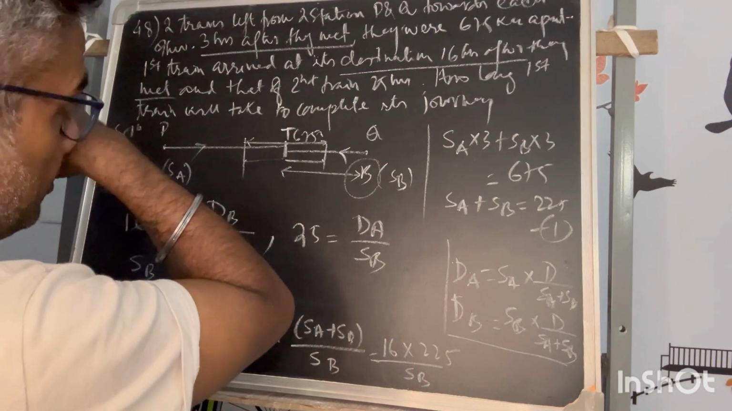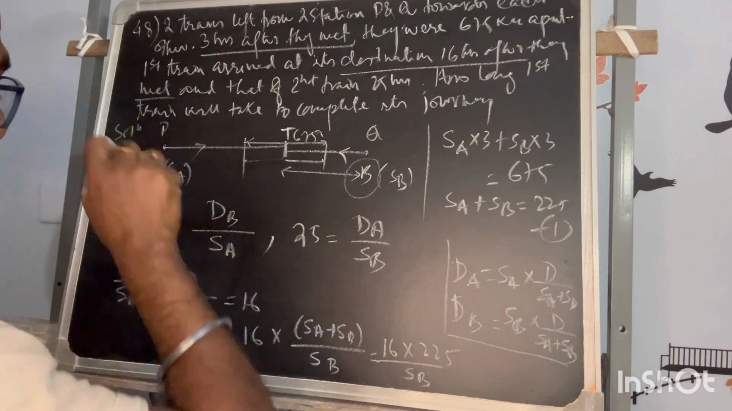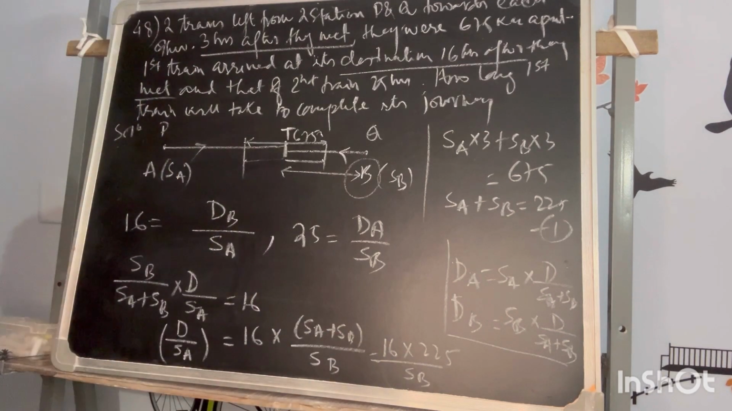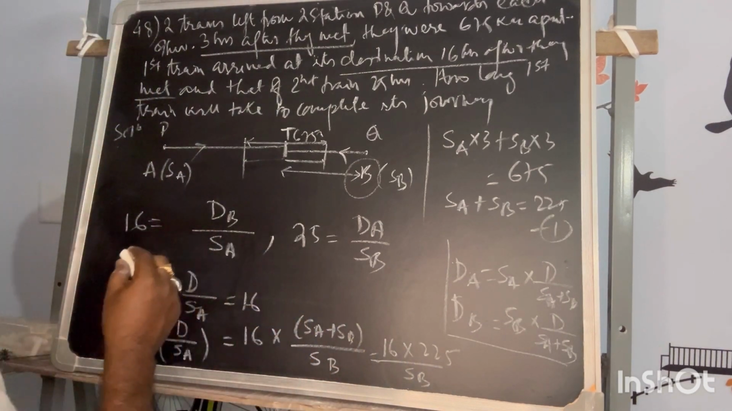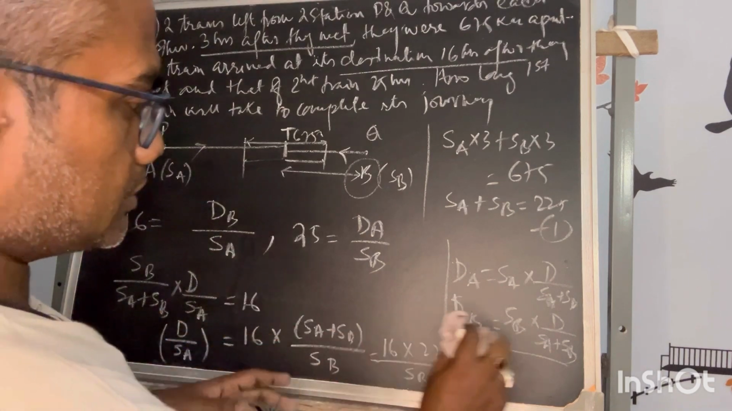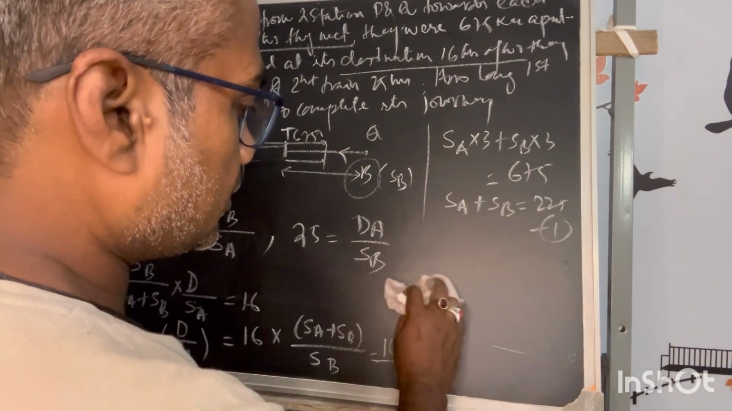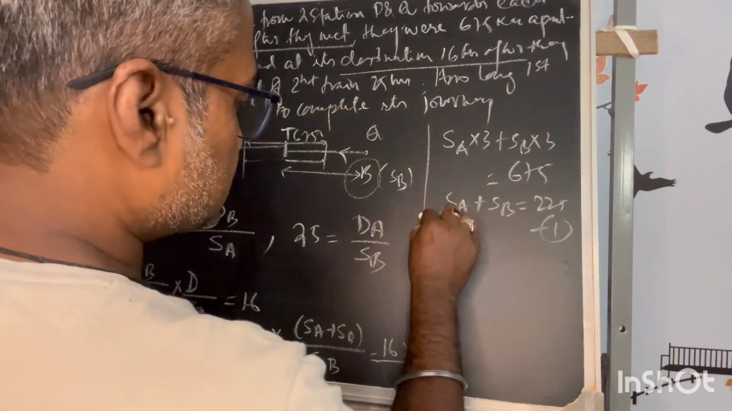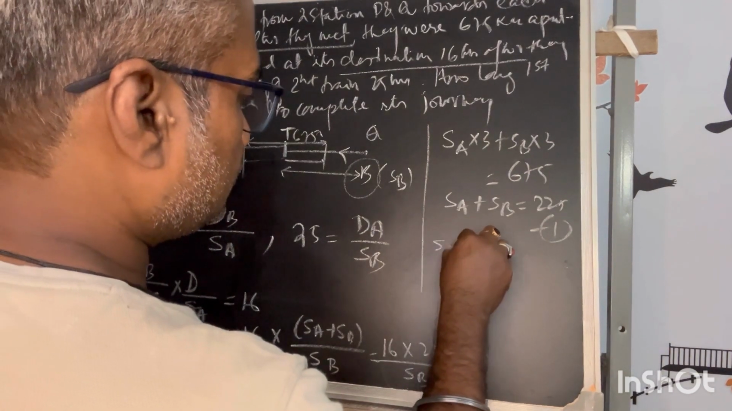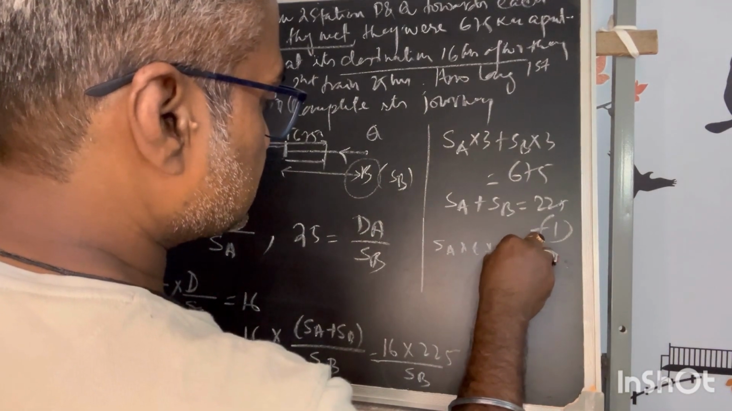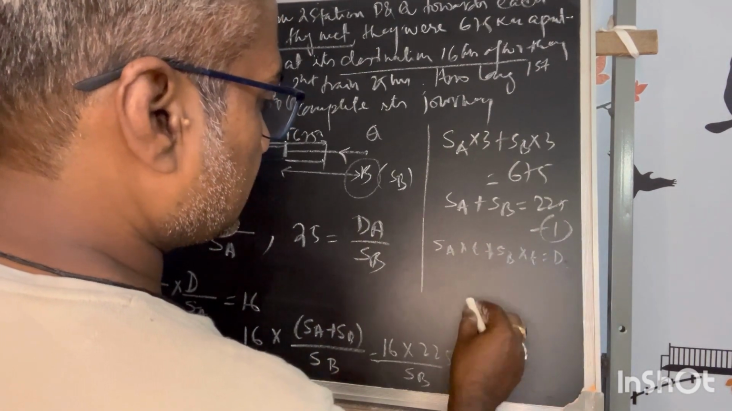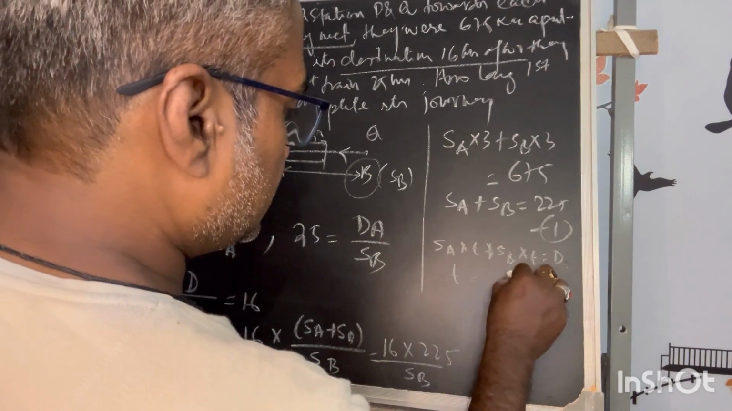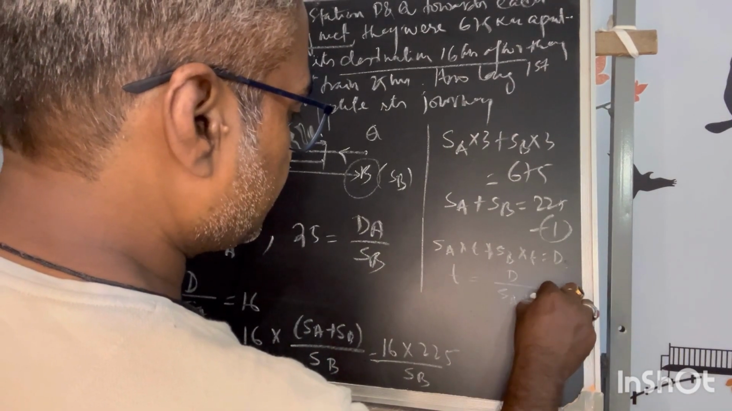And SB is given. The only thing we have to know is SB. Let me check how I will get SB then. Now this is known. Okay, fine, I write it here. Now the total distance covered by SA into time plus SB into time is equal to the distance D. So T is equal to D upon SA plus SB.